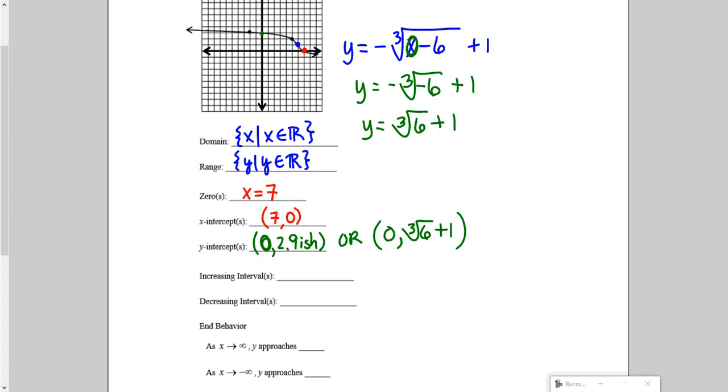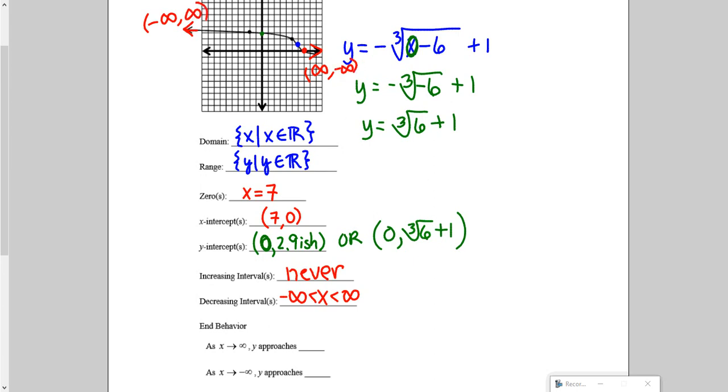All right, increasing, decreasing. For increasing and decreasing, we have to go from the left to the right. As I go from the left to the right, this is falling the whole time. So it's never increasing. It's only decreasing. It's decreasing everywhere, which is from negative infinity to infinity. Remember, for this we're using the x value, which is negative infinity, and for this we're using the x value, which is positive infinity. So be sure you have these in the right order using the x's, not the y's, because the y's are the opposite of those.